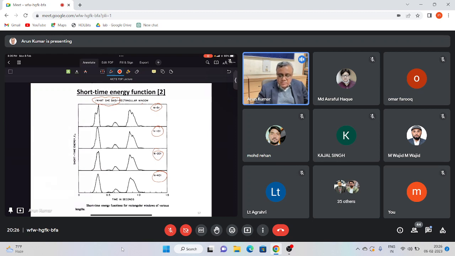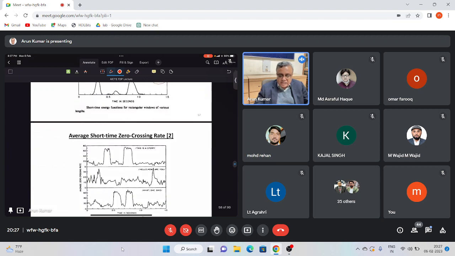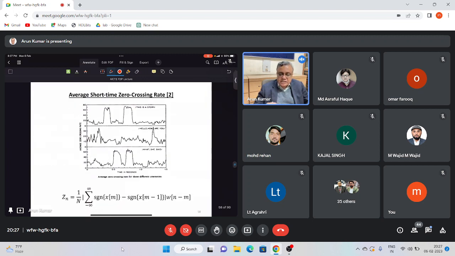So these are some of the pitfalls of determining whether the segment is silence or unvoiced speech or voiced speech if you use only one function like the short time energy. But you can combine this with other measures which can help improve your inferencing. So another one is the zero crossing rate.